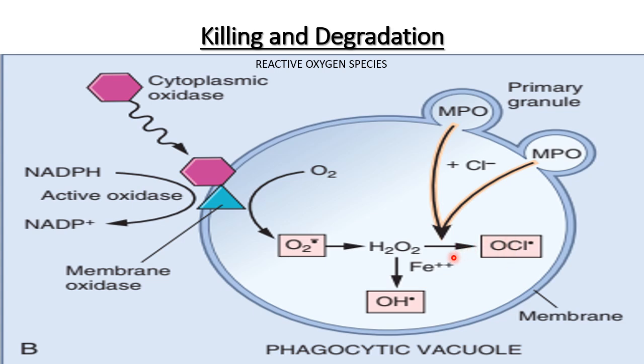This myeloperoxidase, in the presence of a halogen such as chloride, will facilitate conversion of hydrogen peroxide to hypochlorite. Okay, then this hydrogen peroxide can also be converted to another free radical, which is hydroxyl ion, in the process of the Fenton reaction. So this process can only occur in the presence of what? Of iron. Okay, so this is the whole process of formation of reactive oxygen species, and these two free radicals are responsible for halogenation or lipid peroxidation of the microbial substances. So they will degrade and kill the microbe.